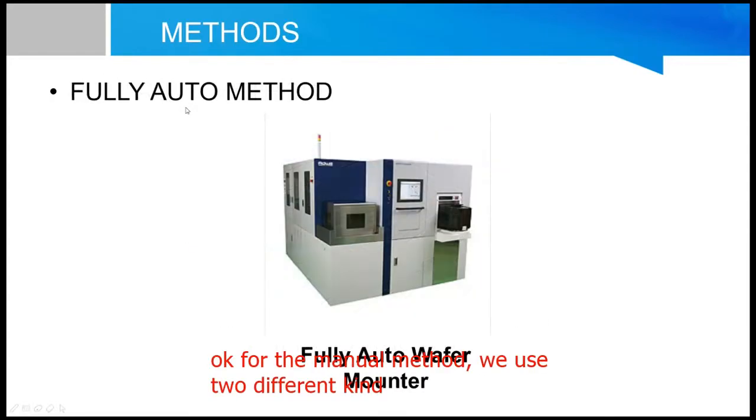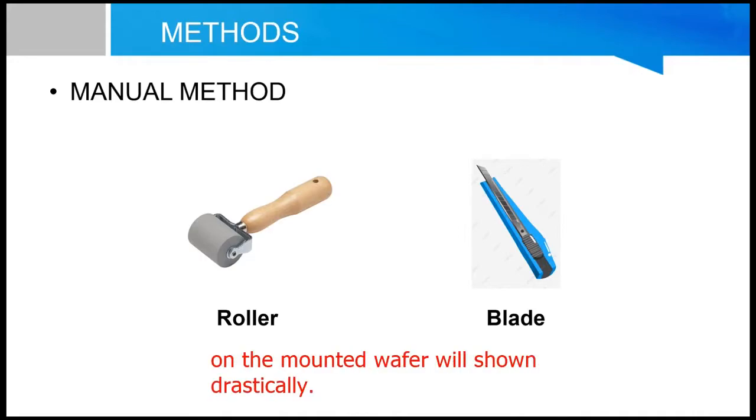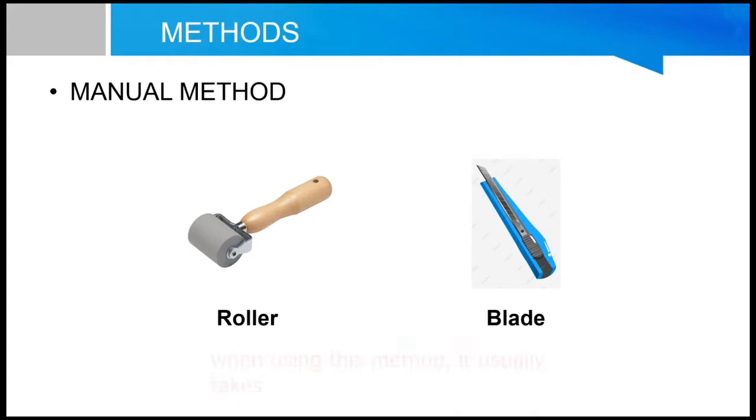For the manual method, we use two different kinds of tools, and that is roller and blade. This method saves the cost of this process, but at the same time, the outcome perfectness of the mounted wafer will be lacking. The chances of negative criteria on the mounted wafer will show drastically. When using this method, it usually takes more time, which causes low productivity.